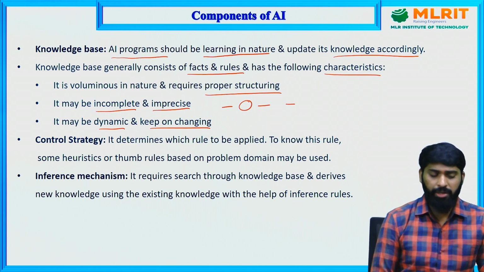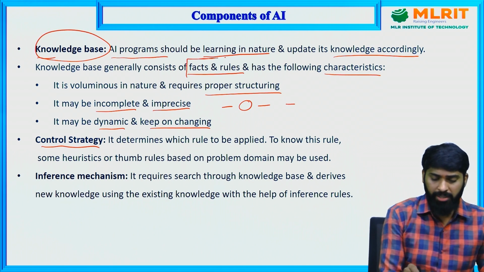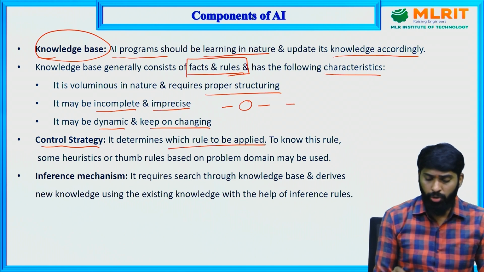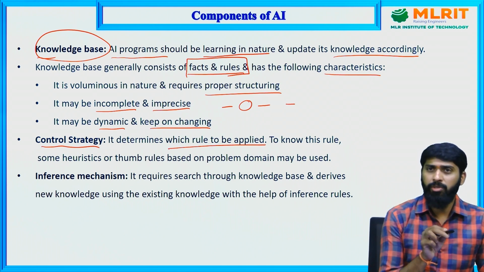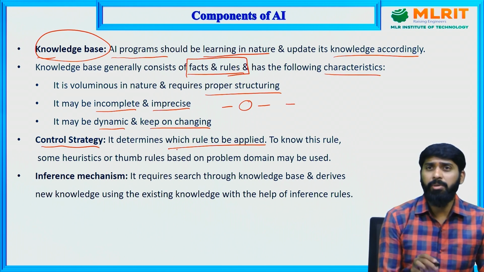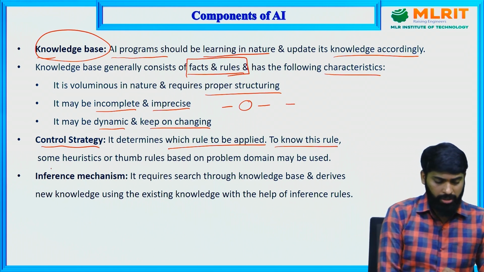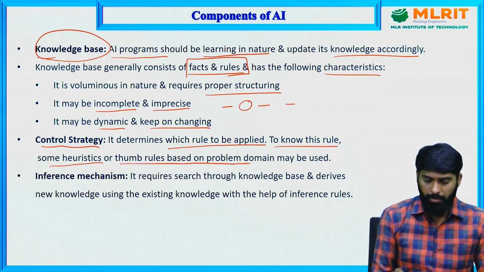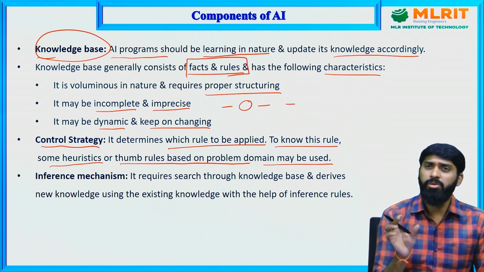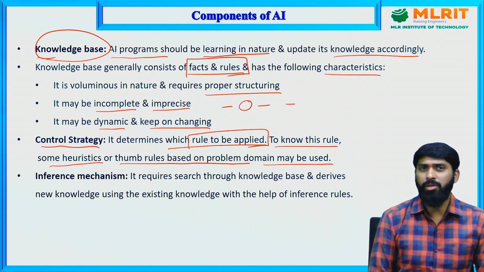And the second component is the control strategy. What is the first one? Knowledge base. So the knowledge base means facts and rules. Now control strategy means it determines which rule to be applied. In the knowledge base, we stored all the facts and rules. Now control strategy means what rule you apply to solve a problem. To know this rule, some heuristics or rules of thumb based on the problem domain may be used. Based on the problem, we select a heuristic function to find which rule you are going to apply. So this we call the control strategy.